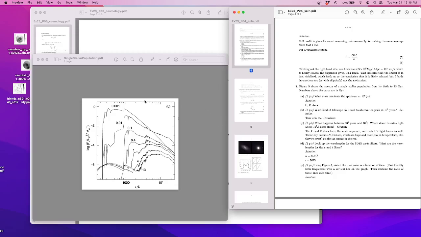So what happens between this line and this line to make this thing deflate so hard and puff up over here? Right. So this is O stars leaving the main sequence and joining the giant branch sequences. So they get less blue and more red because they get cooler and bigger and brighter.